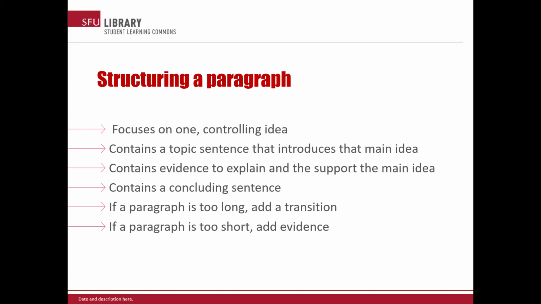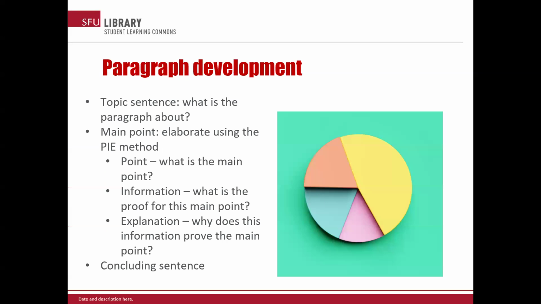The concluding sentence is that last sentence of the paragraph. It should close your paragraph or your argument. It will support your thesis, maybe mirror your topic sentence, but will often go one step further by including that significant point that you've made in the body of your paragraph. So paragraphs follow that basic structure: a topic sentence, the main point, and the concluding sentence.